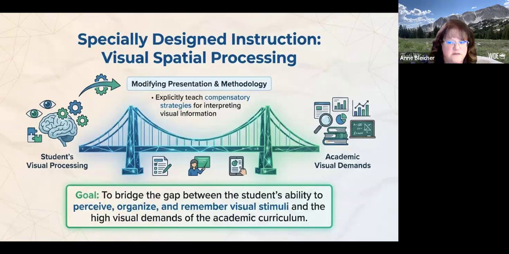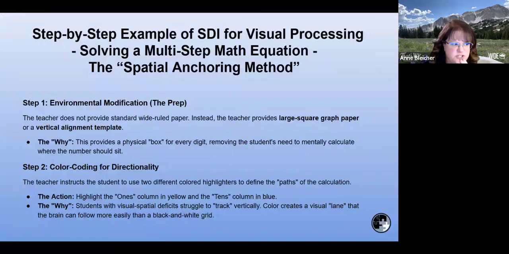So visual spatial SDI involves explicitly teaching students how to interpret visual information. This could include direct instruction on how to use visual models, process maps, graphic organizers, or structured templates, rather than assuming that students will intuitively understand them. So again, you're teaching them how to use those tools, and then you gradually fade out that instruction so that they can use them independently. Visual spatial SDI clarifies how students see the task so that they can focus on what it is that they're learning. This is just an example, and you have more details about this in your materials, so I'm going to go over it fairly quickly.